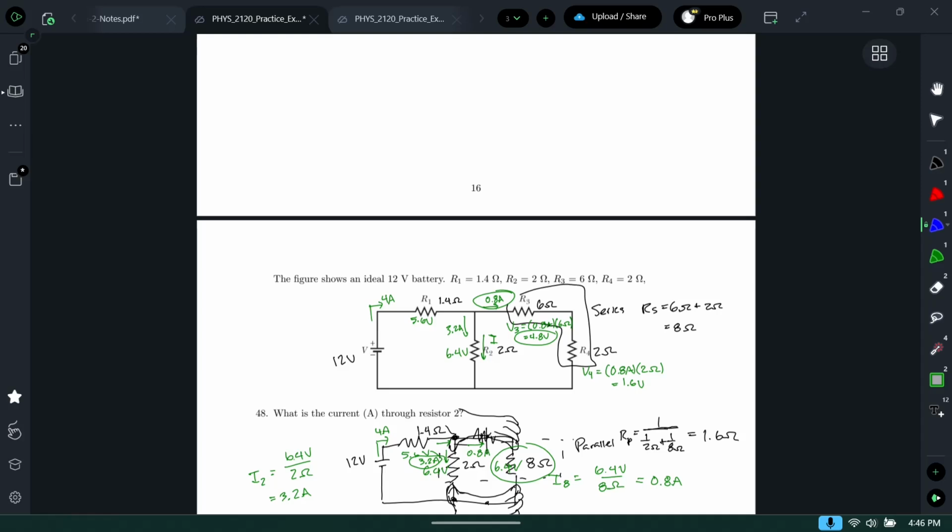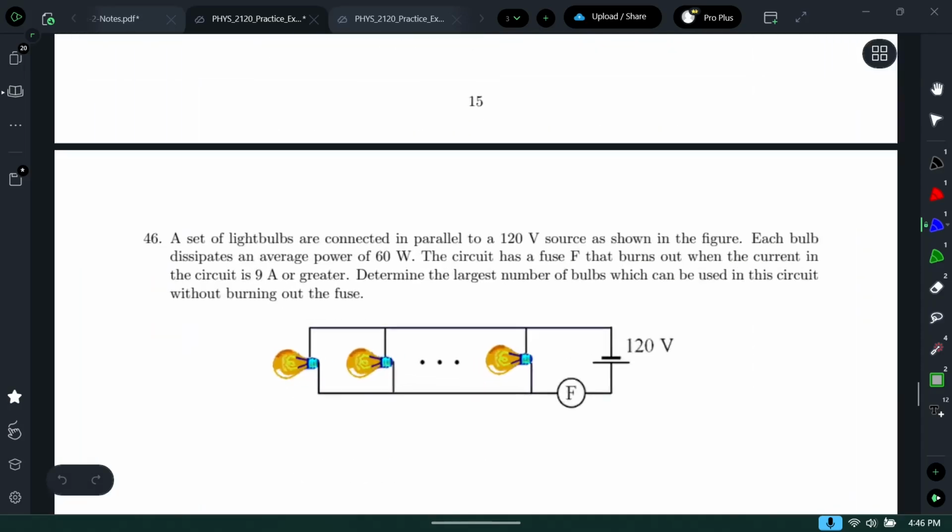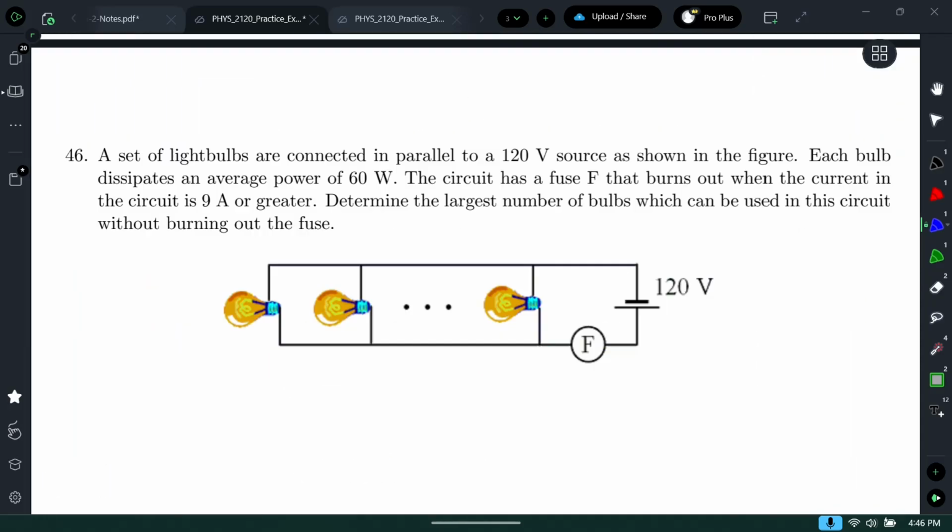Okay. Yep. Could you go over number 46, perhaps? 46, sure. Okay, a set of light bulbs are connected in parallel to a 120 volt source. Each dissipates 60 watts. The circuit has a fuse that burns out when the current is 9 amps or greater. Determine how many bulbs you can use without burning out the fuse.